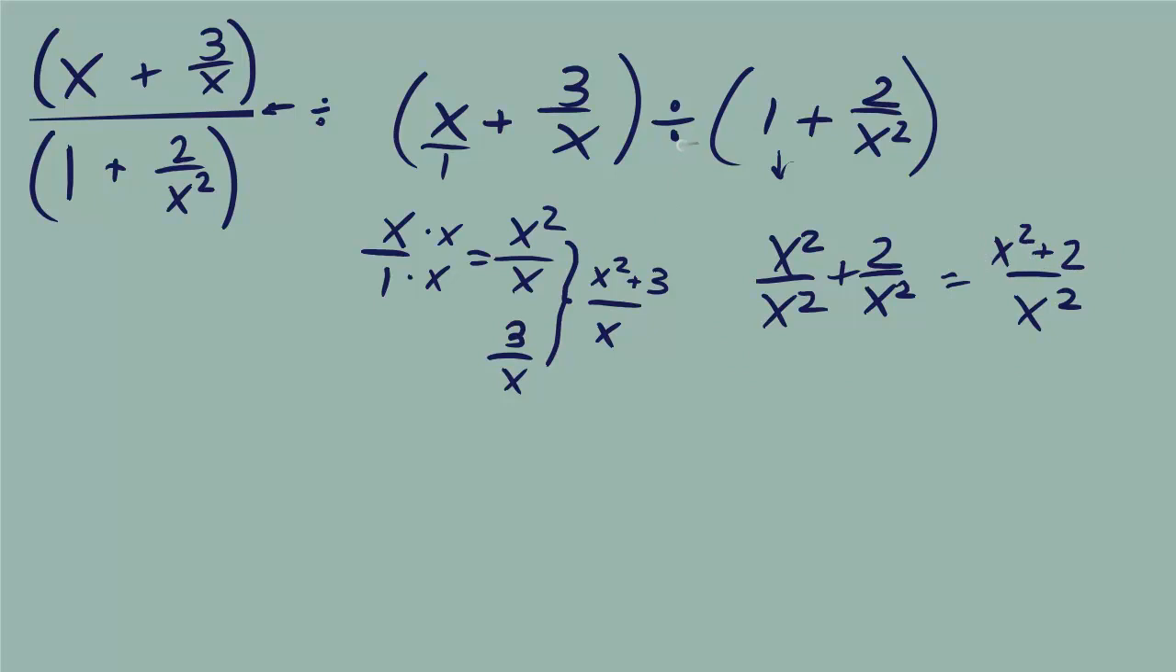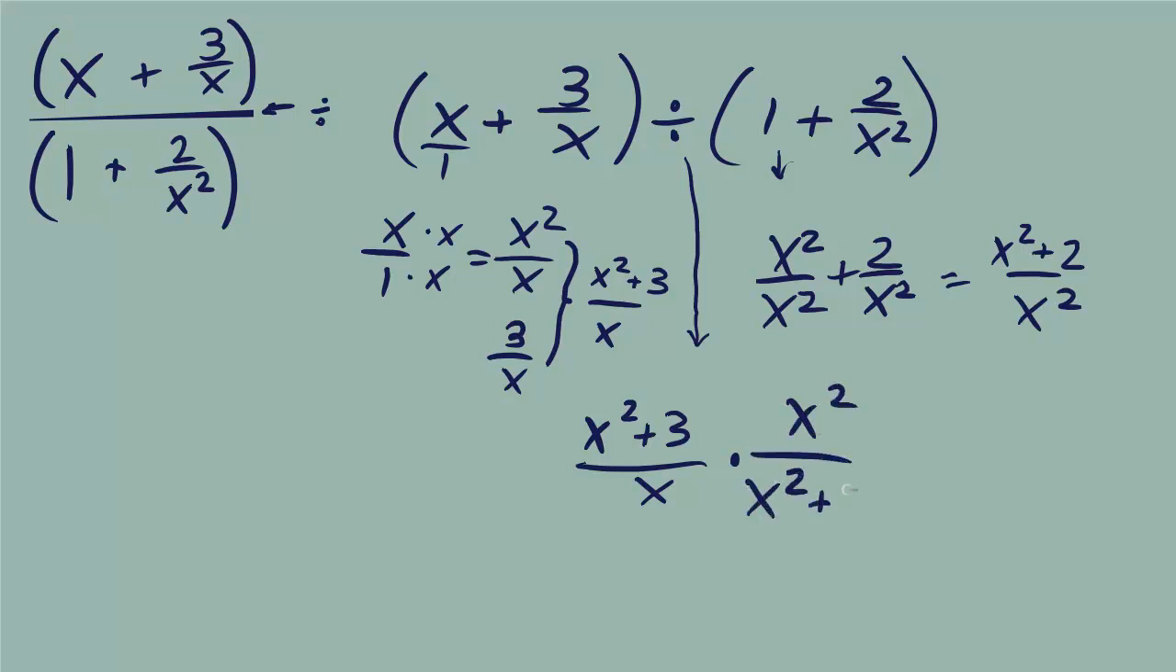At this point, we work in the fact that we have a division. The first fraction, x squared plus 3 over x. The second fraction, we know with division, we flip and multiply. This is x squared over x squared plus 2. And for the multiplication problem, we look, can we factor, then cancel? Well, this x squared we know is x times x. And we can use one of those x's to cancel this x.